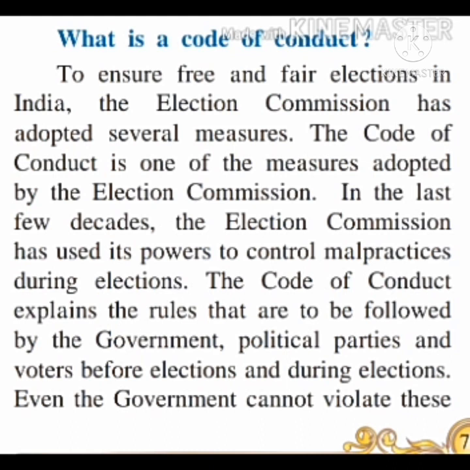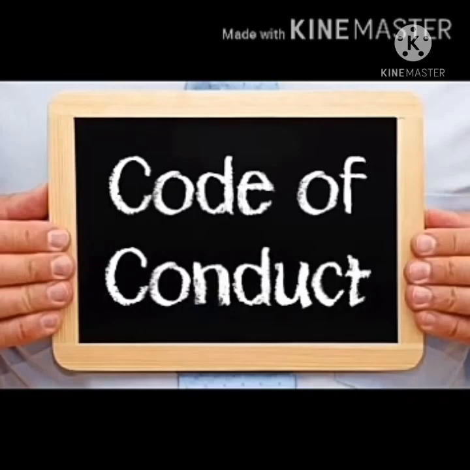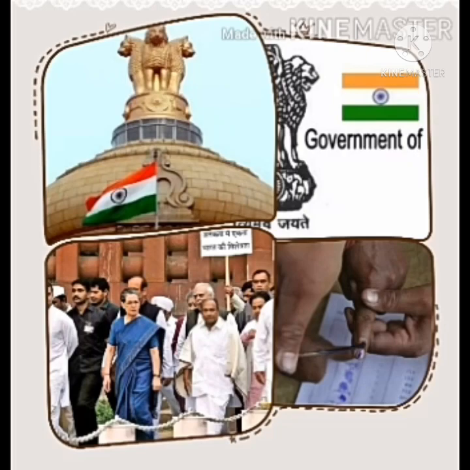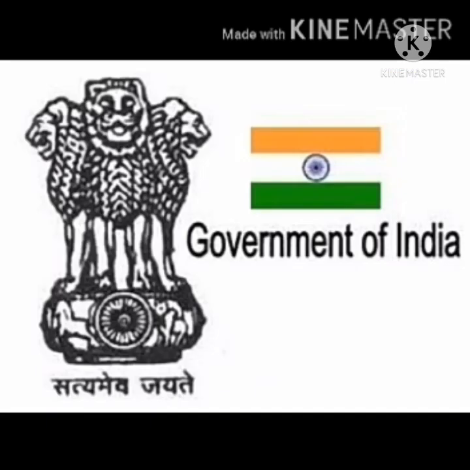Now let us learn what is Code of Conduct. Code of Conduct means the rules that have to be followed by voters, government and political parties before election and during elections. Even government cannot interfere and violate the rules made by the Election Commission.